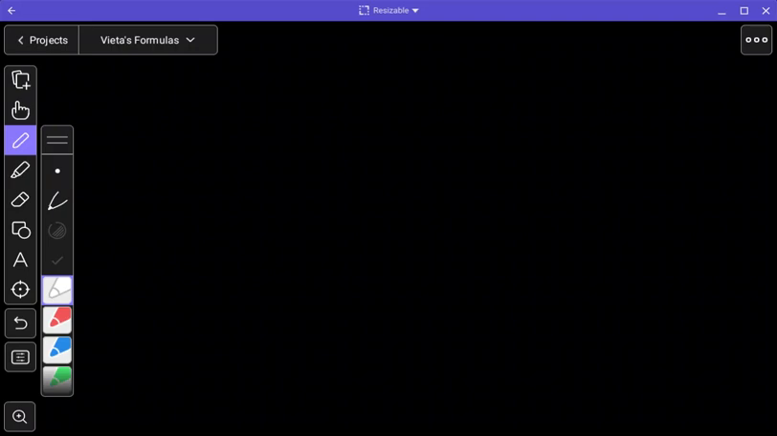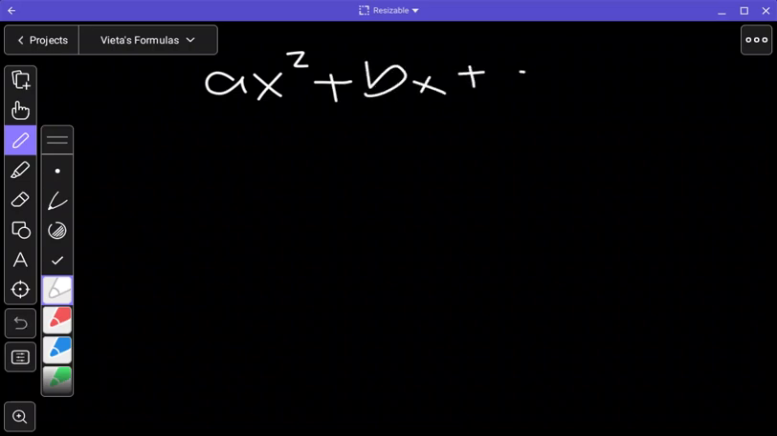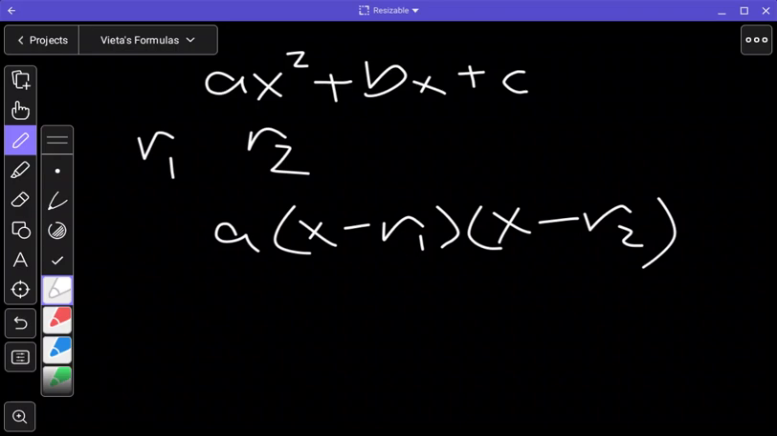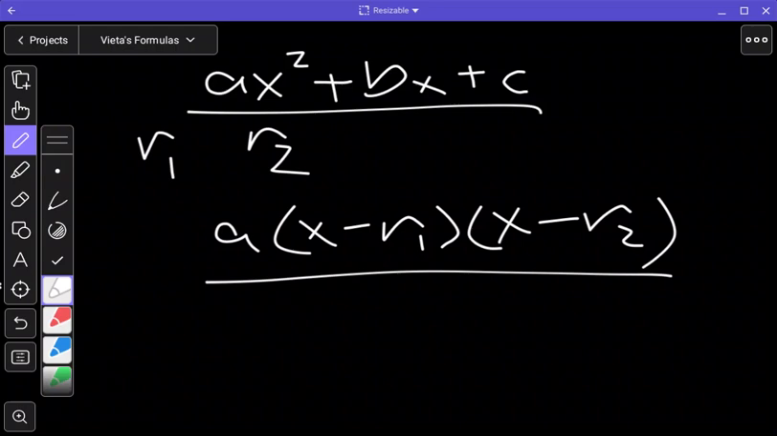So let's start off with the general form of a quadratic expression, ax squared plus bx plus c. And let's say that this has two roots, r1 and r2. These are its two distinct roots, or they can be the same. So if they are indeed the roots, then this quadratic can be factored in the form a times x minus r1 times x minus r2. And because factoring does not change the value, these two expressions are equivalent.